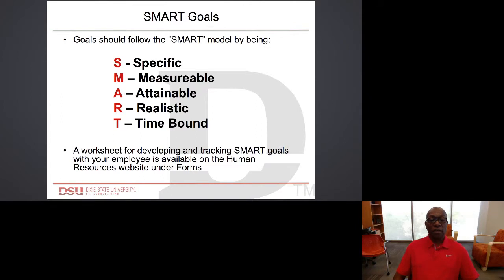SMART goals. Goals should follow the SMART model by being specific, measurable, attainable, realistic, and time-bound. A worksheet for developing and tracking SMART goals with your employee is available on the Human Resources website under Forms.